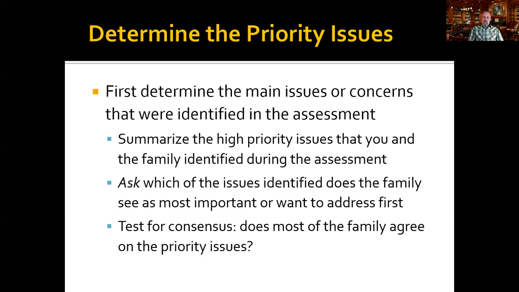At the end of the day, you are providing a service anytime that you're doing counseling, and whatever you may think is the top priority for this family, if the family doesn't see it the same way, then they're not going to work on whatever goals you come up with for them. So it's considered best practice instead when developing treatment goals, particularly when working with families, to ask them which of the issues they want to address first. Now, in a family system, you have multiple individuals, so you also need to test for consensus. Does most of the family agree on these priority issues?